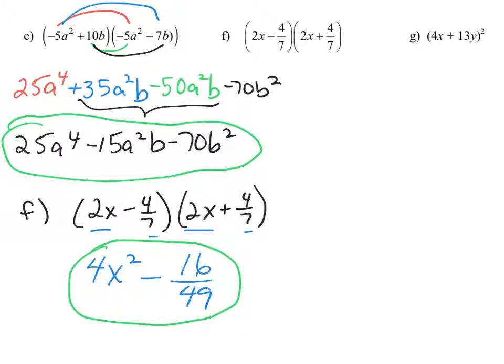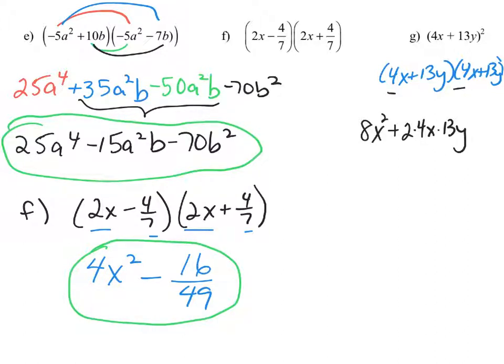For example G, we have the quantity 4x plus 13y, quantity squared. This is one of those special cases where we're squaring a binomial. You could write it as 4x plus 13y times 4x plus 13y and use the FOIL process. However, since we recognize that we're squaring a binomial, you could use the fact that you square the first term, 4x times 4x is 16x squared, and then it's going to be twice the product, 2 times 4x times 13y, and then square the last term, which is 13y times 13y, or 169y squared.